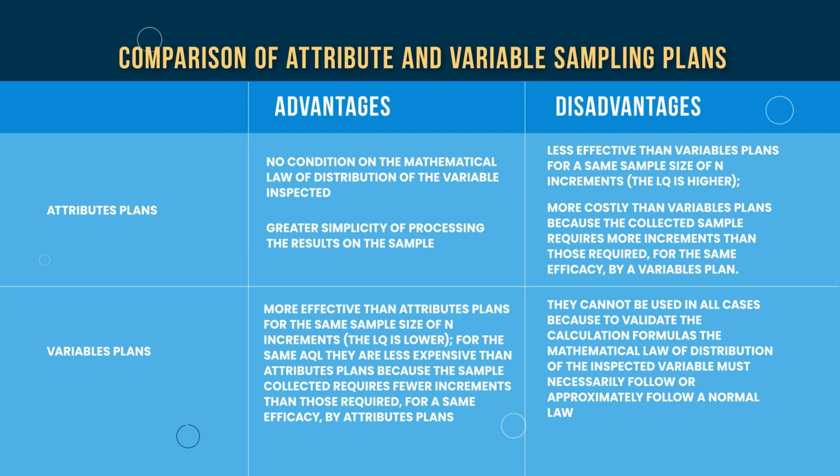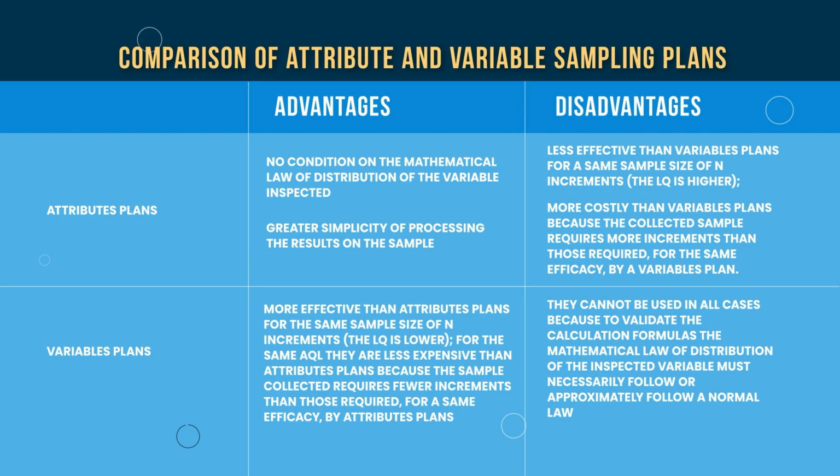In the case of the variable plan, for example, it is more effective than the attribute plan for the same sample size of increments. LQ is lower. What is LQ? There are two terms, LQ and AQL. AQL is acceptable quality limit, and LQ is limit for quality for rejection. So AQL is for acceptance and LQ is for rejection. And the lower the value of LQ, the better the consumer risk is taken care of. So the variable plan is for AQL and the attribute plan is for LQ.